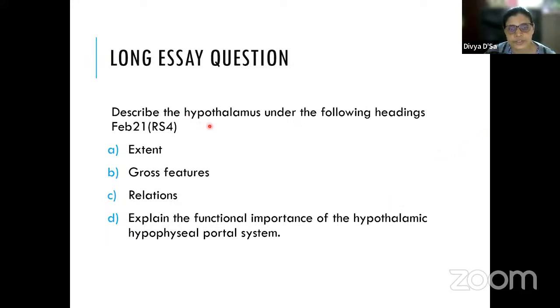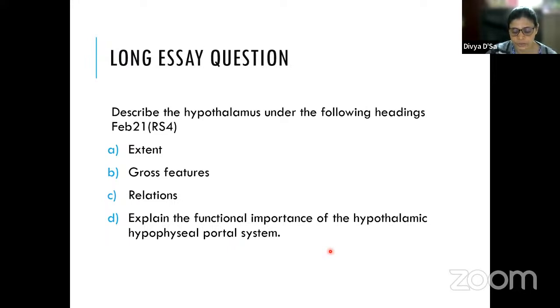Next question is hypothalamus. This was asked in the February 21 RS4 batch. Here the extent, gross features, relations and functional importance, and the hypothalamo-hypophyseal portal system are asked. So we'll go one by one.